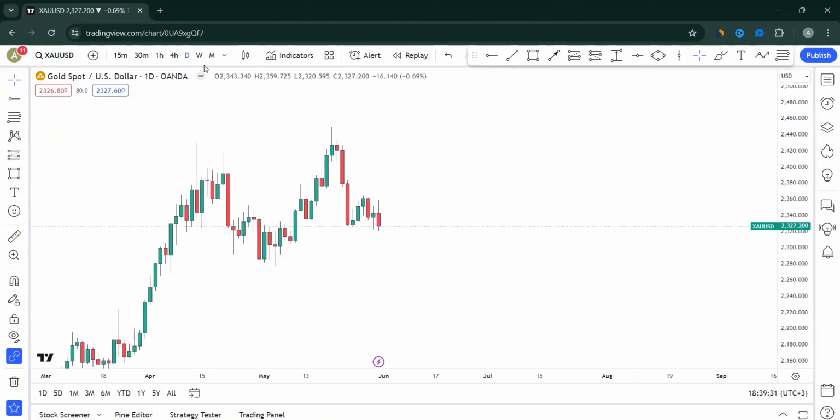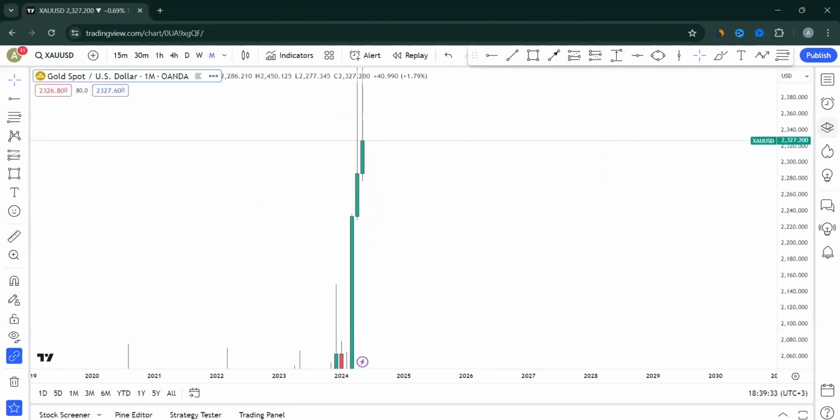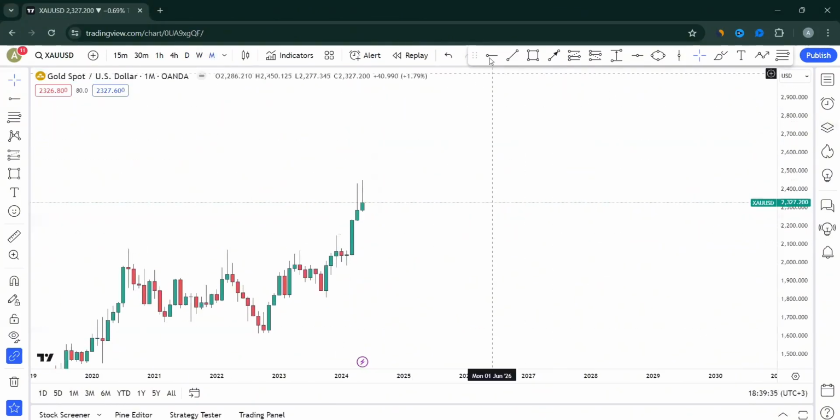So let's start again from the monthly time frame. We're not going to go so far. So on the monthly time frame, you can clearly observe that we had a very major level that was broken, right?